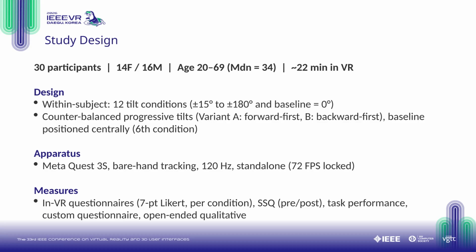Participants used standalone Meta Quest 3S headsets with bare hand tracking, running at 72 frames per second. The total VR session lasted about 22 minutes on average. We collected in-VR questionnaires per condition, pre- and post-experiment simulator sickness questionnaires, task performance metrics, and open-ended qualitative responses.